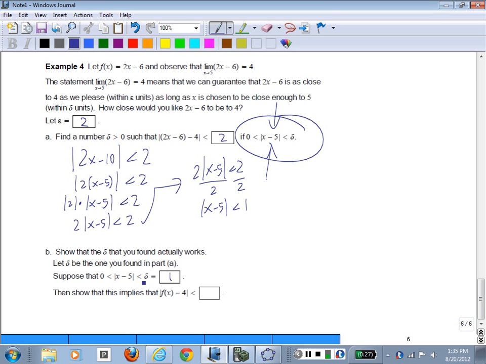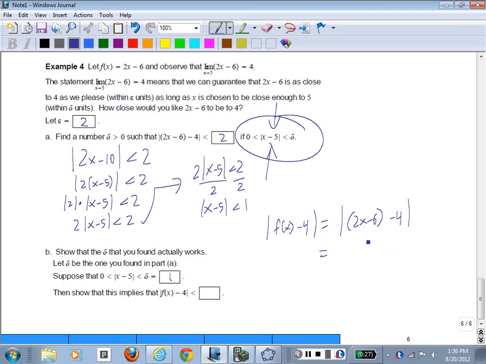So suppose this is true, then what can we say? The absolute value of f of x minus 4 is equal to the absolute value of 2x minus 6 minus 4. This is going to seem like deja vu, by the way. It's going to say, didn't we just do that? I know you're going to be thinking that, and you'll have every right to think that. But we just did that to find the delta. Now we're doing it again actually to show that the delta works.